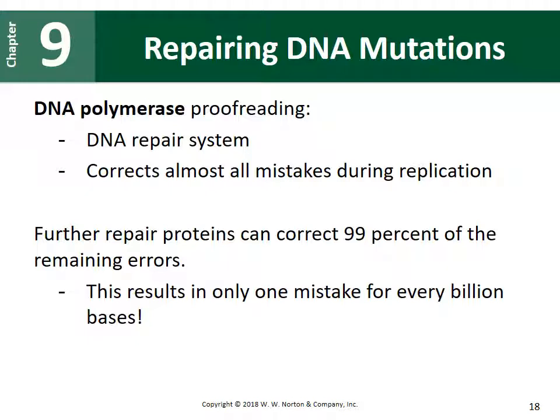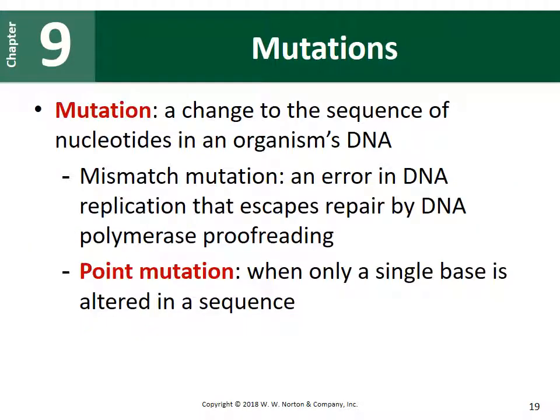So it can correct up to 99% of the errors. So what really happens is there's only one mistake for every billion bases within our DNA. So this proofreading is very, very good. However, that one mistake in every billion is still just enough where we can end up with mutations in the DNA. So mutations can occur during this replication process. Mutations can also occur if the DNA is exposed to any mutagen like UV light or other chemicals.